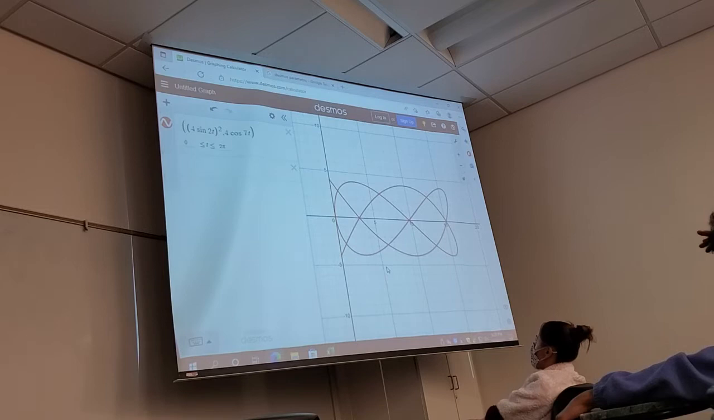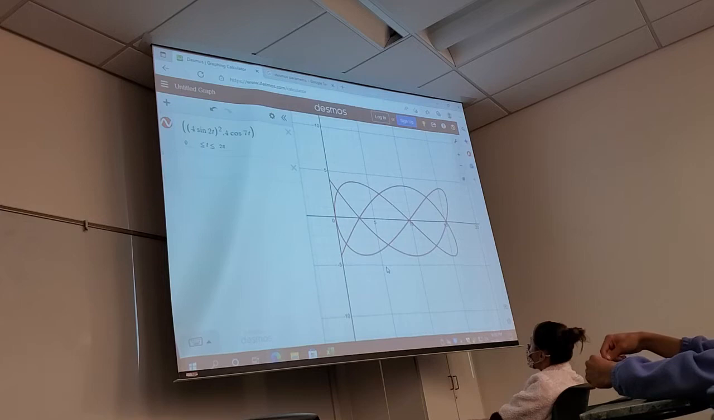And now, of course, the maximum 4 sine 2t can be is 4. So what's the maximum 4 sine 2t squared can be? 16. Right? Now, why does that go? Yeah, that's a good question, actually. Oh, because.